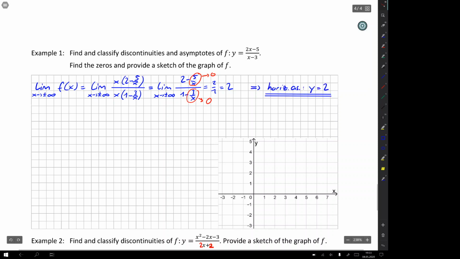We find the discontinuity by setting the denominator x minus 3 equal to 0. We find there is a discontinuity at x0 equals 3. Now we want to classify it. This means we have to investigate the behavior of the function f close to the value x0 equals 3. So try that on your own, as we have done before, and here comes the solution.